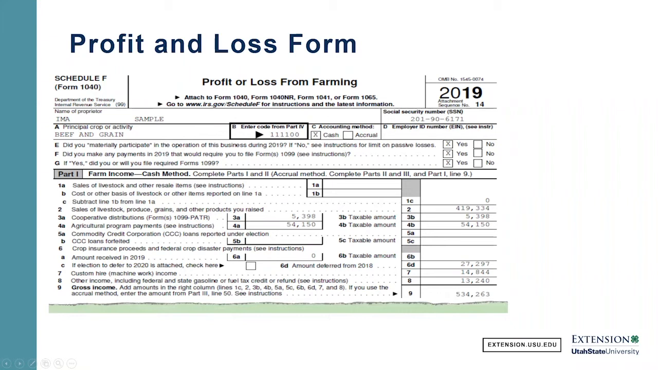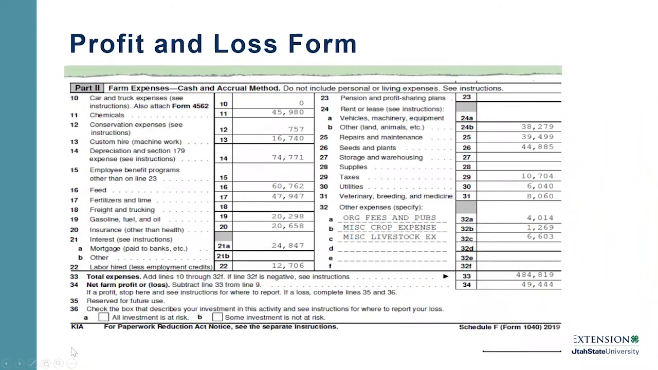So this is our income, money that's flowed into our operation from our farming and ranching activities. And then on the bottom half of it, we have our farm expenses. And so this is the money that we've paid for all of these different expenses. And so you can see chemicals, conservation expenses. If you hired somebody else to do some of your work, harvest your grain, bale your hay, then the cost of that would be included here as custom hire.